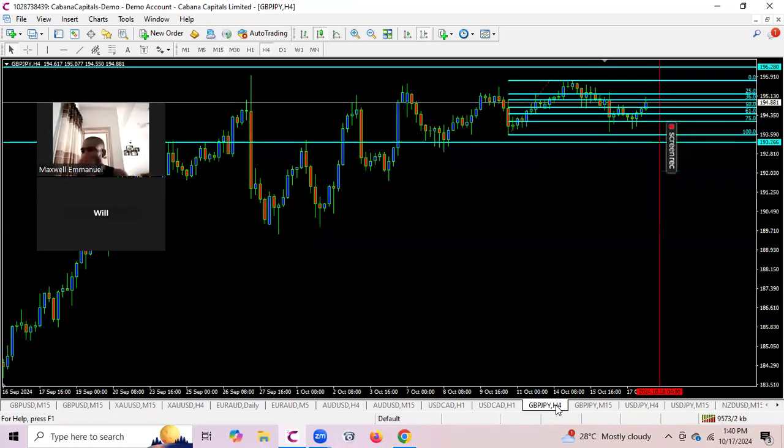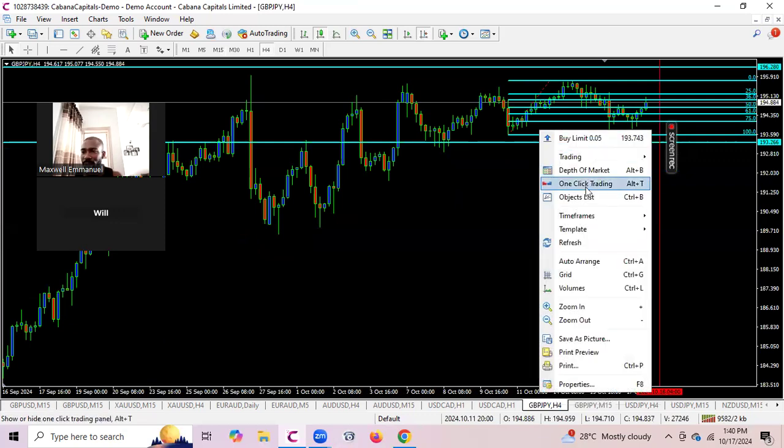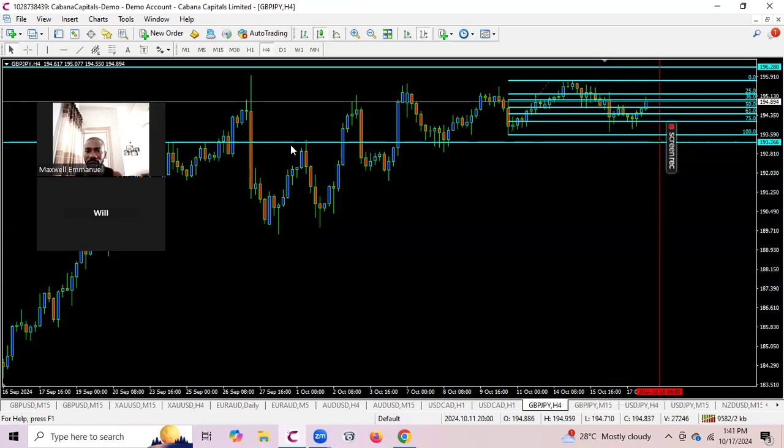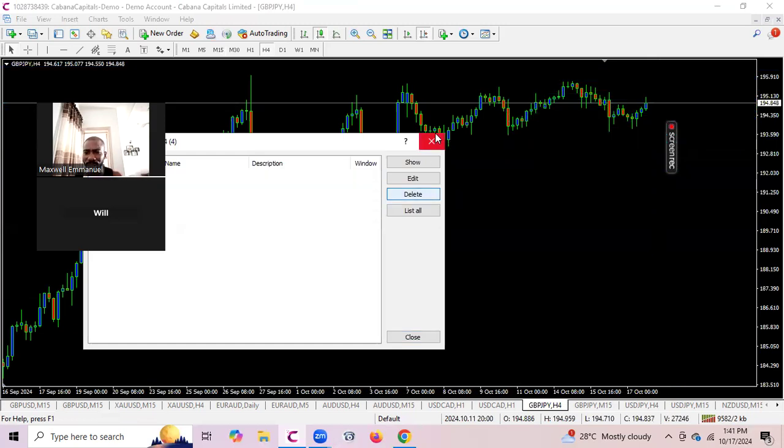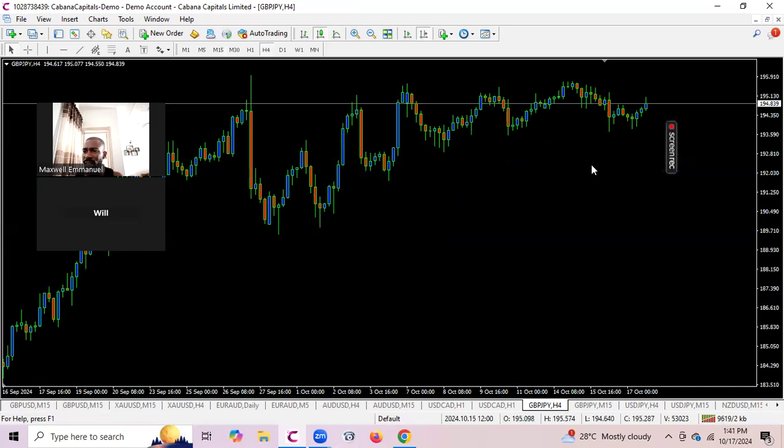GBP JPY, let's see. My bias for GBP JPY is still bullish. If you joined the class we had on Saturday, I told you guys you should wait for a pullback on GJ. As you can see, price had pulled back, so this would have been a good entry for GJ.